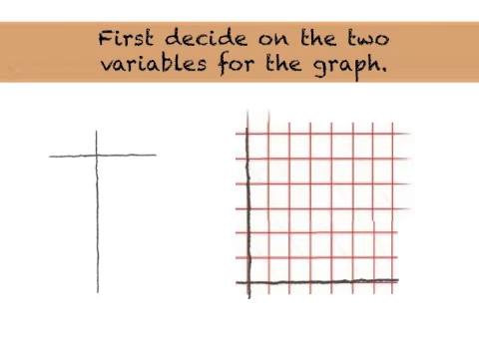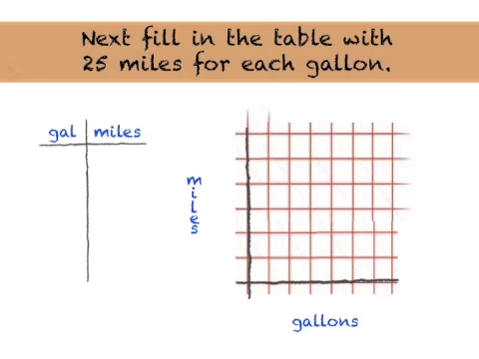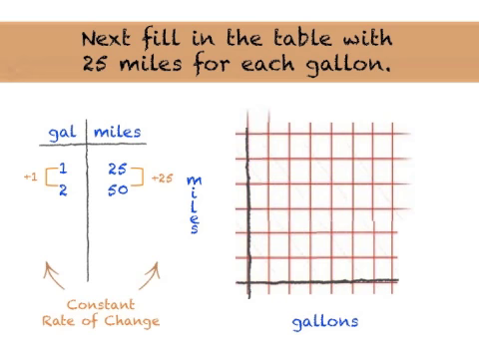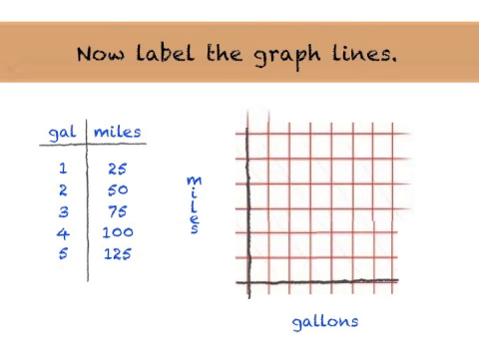First, decide on the two variables. In this case, we have gallons and miles. Next, fill in the table with 25 miles for each gallon. On 1 gallon, we can go 25 miles. On 2 gallons, we can go 50 miles. Notice that we have a constant rate of change, changing by 1 gallon on the left and 25 miles on the right. Now that the table's done, we can label the graph.